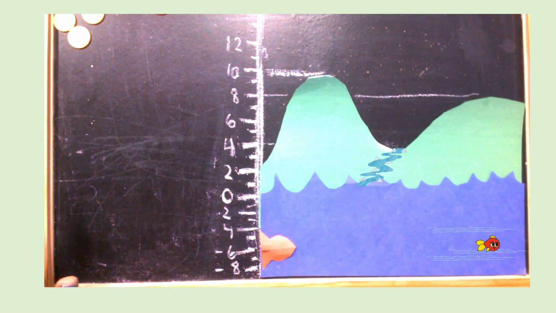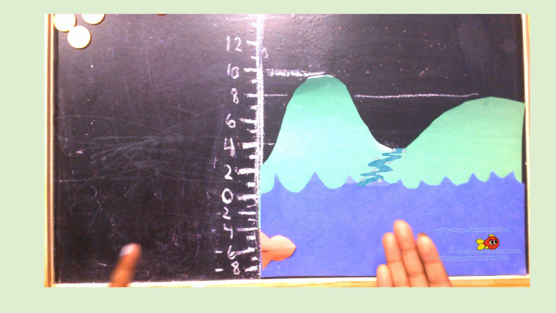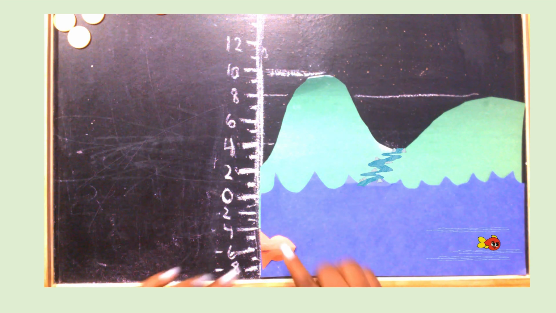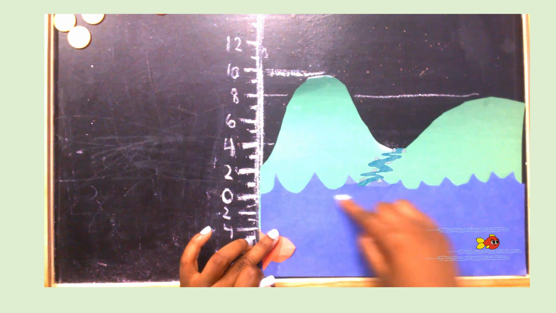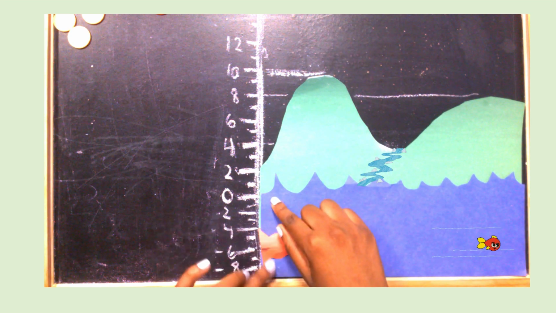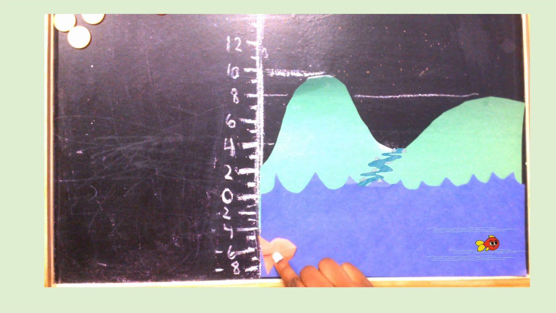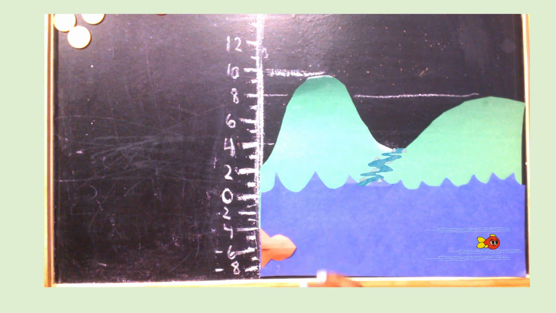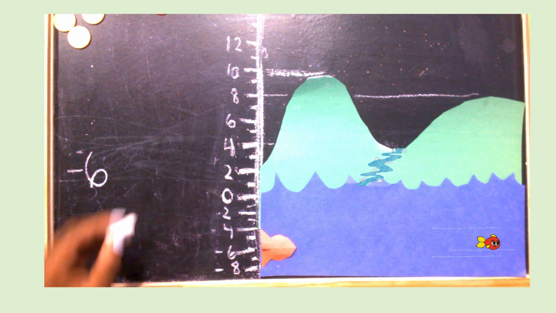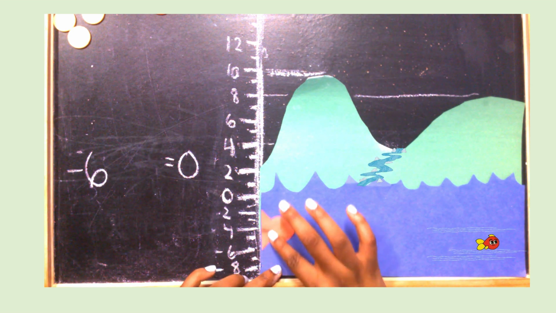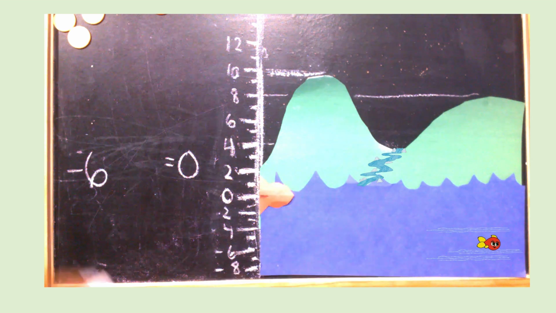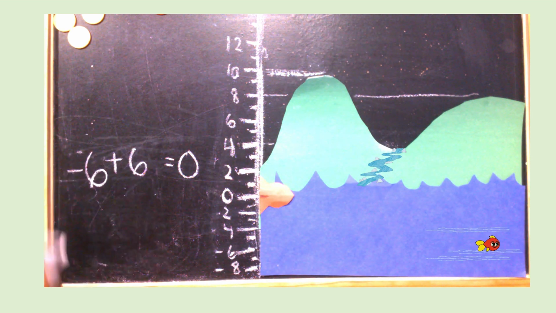Another thing we can do is use sea level and ground level. Here, 0 is sea level. I'm going to go down 6 yards, where this fish is. How far do we need to go up this y-axis to get to sea level? 2, 4, 6. I need to go up 6.